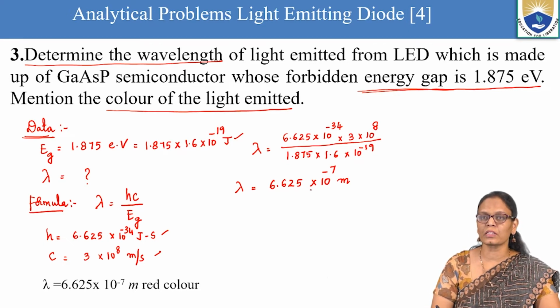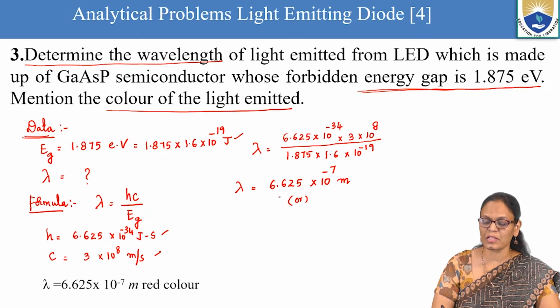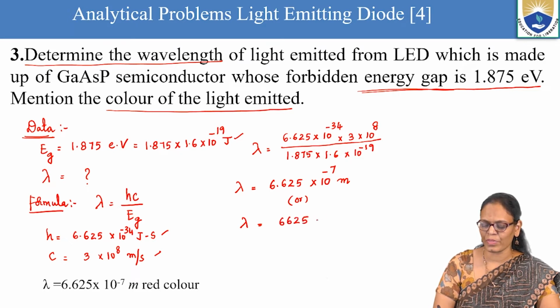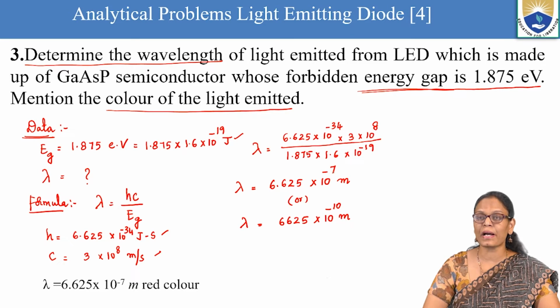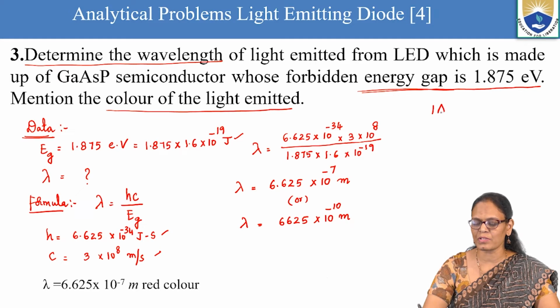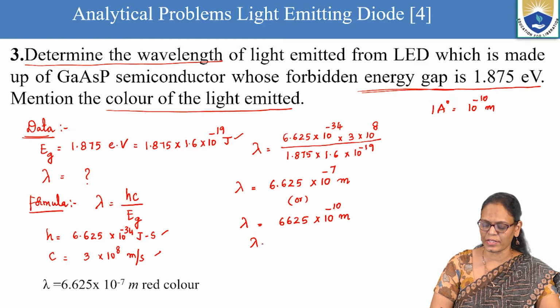Or if we convert this into angstrom, I can express the value of lambda in angstrom. In the previous problem also we have seen, I can write lambda as 6625 into 10 power minus 10 meter. How I am doing this conversion is, I have just shifted the decimal place by 3 points, so I get 10 into 10 power minus 3. So 10 power minus 7 and 10 power minus 3 gives us 10 power minus 10. Because 1 angstrom is equal to 10 power minus 10 meter, I can simply write it as 6625 angstrom.